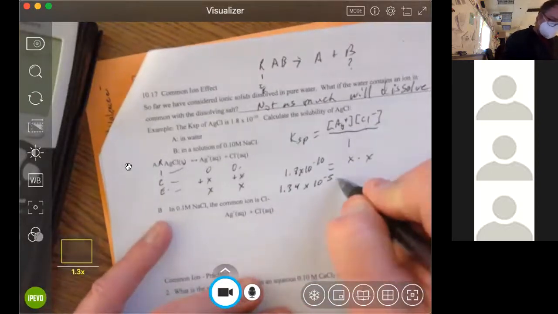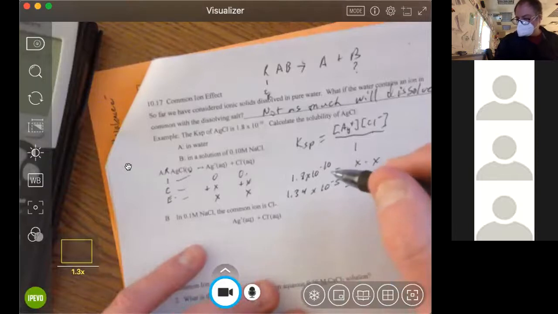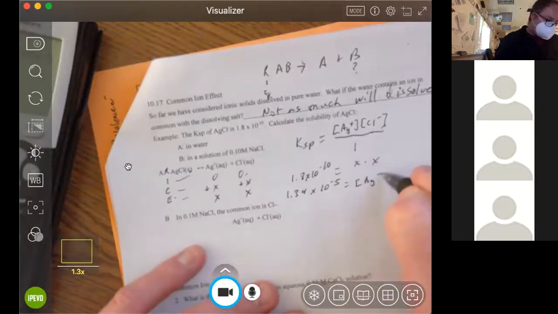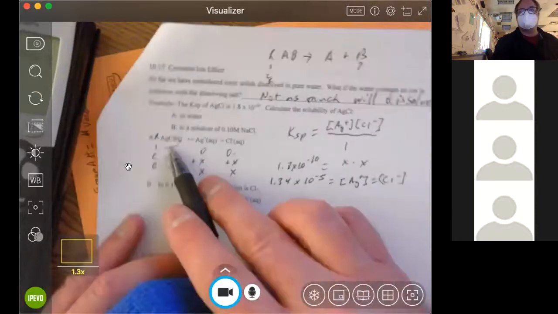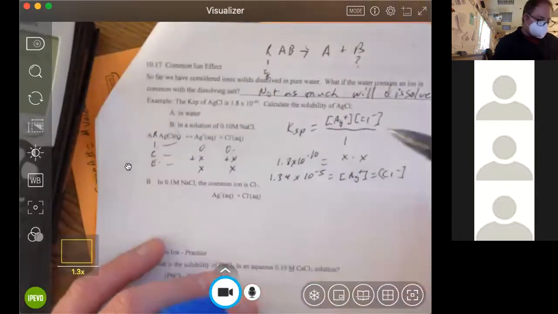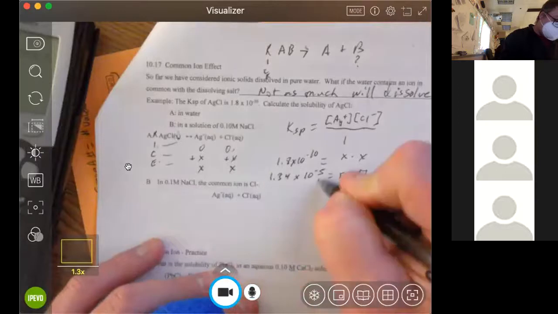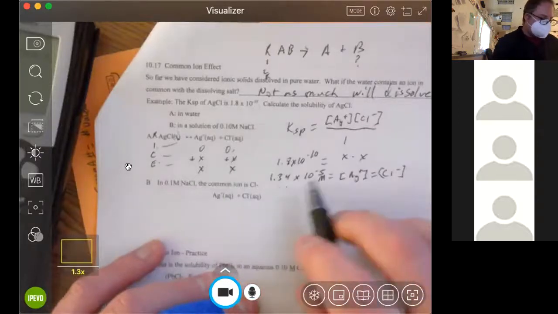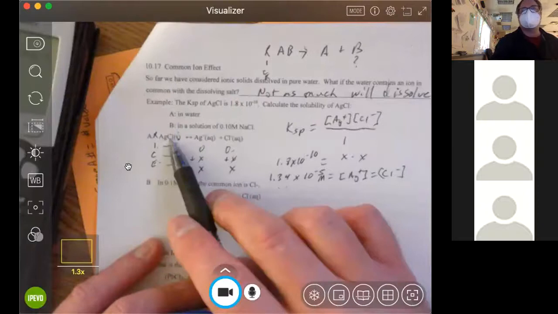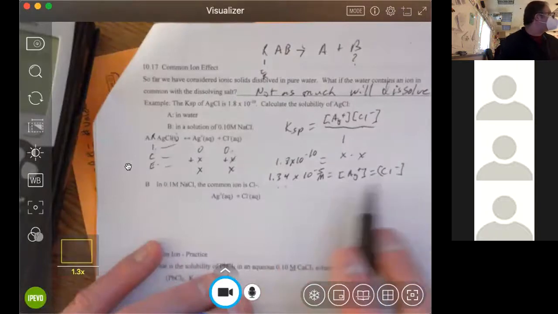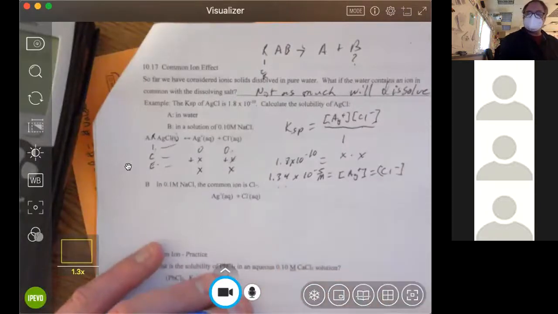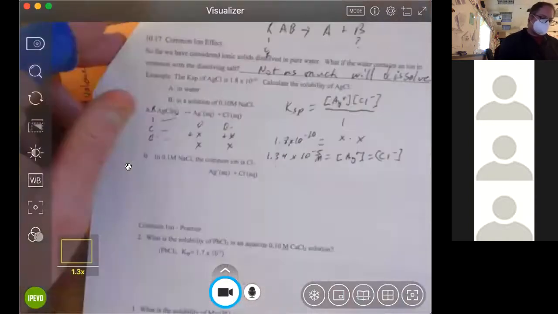And that would be the concentration of Ag and Cl negative, which actually is the molar solubility of the AgCl. Because we should be able to dissolve 1.34 times 10 to the negative 5th moles for every liter of AgCl. That would give us that many moles of that ion and that many moles of that ion. Right?